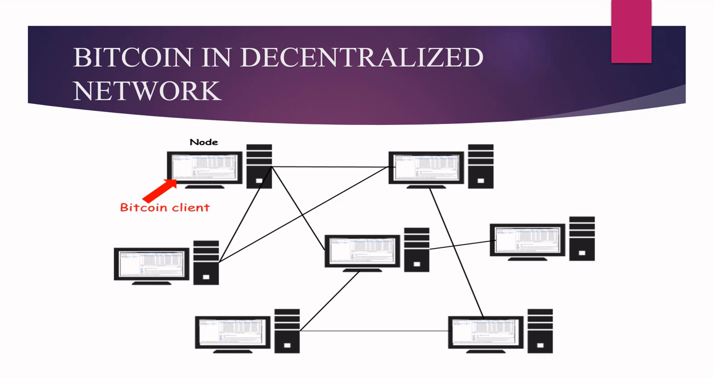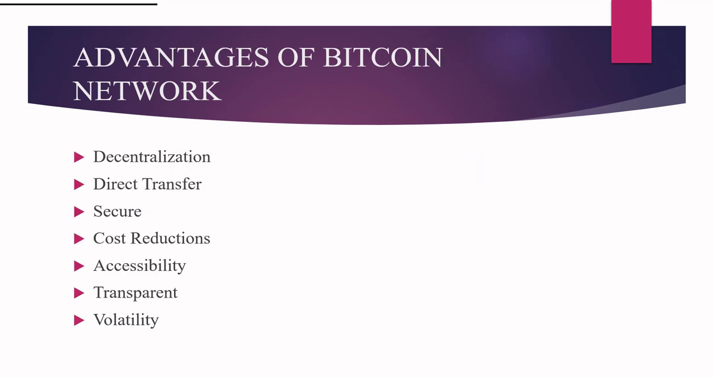Bitcoin is a decentralized network. Bitcoin operates on a decentralized network, which means that it is not controlled by a single entity or government. Key characteristics of Bitcoin's decentralized network are: peer-to-peer network, decentralized architecture, open source software, and consensus mechanism.